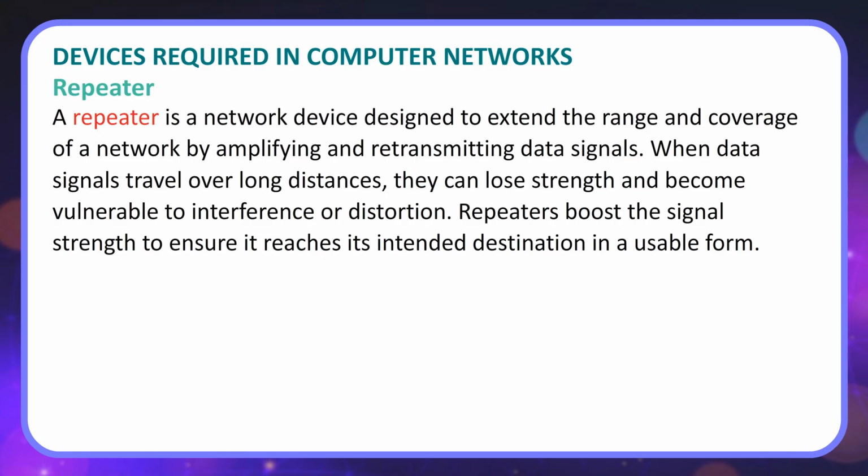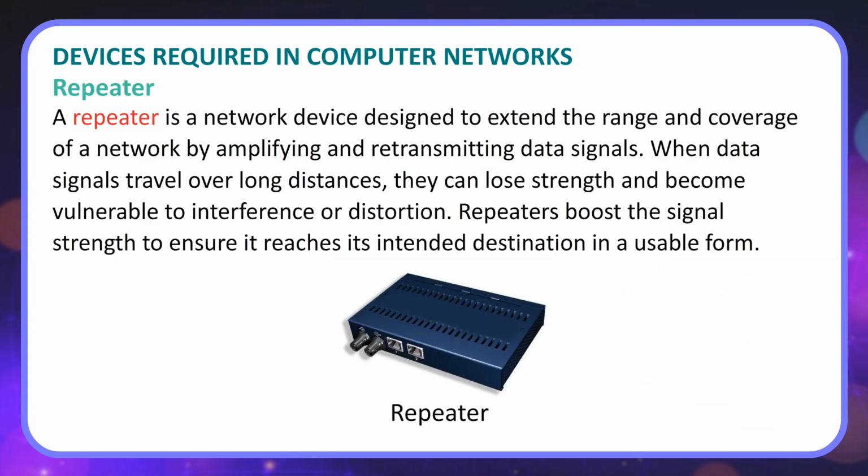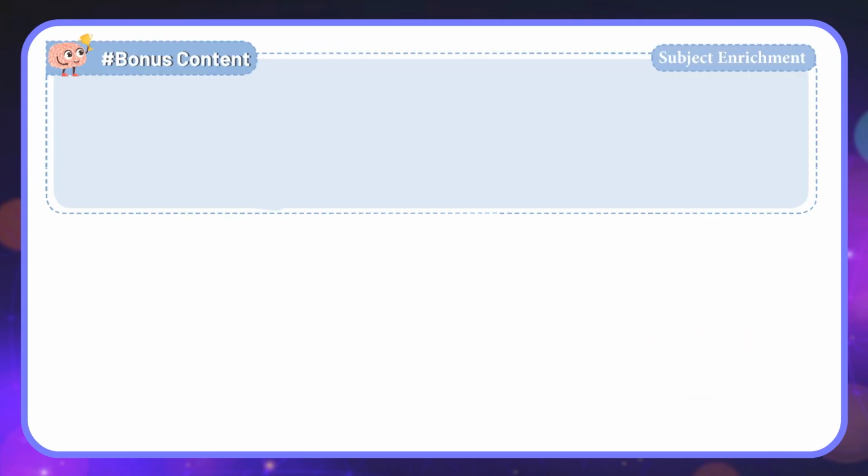Repeater. A repeater is a network device designed to extend the range and coverage of a network by amplifying and retransmitting data signals. When data signals travel over long distances, they can lose strength and become vulnerable to interference or distortion. Repeaters boost the signal strength to ensure it reaches its intended destination in a usable form.